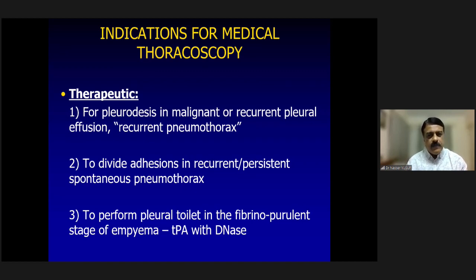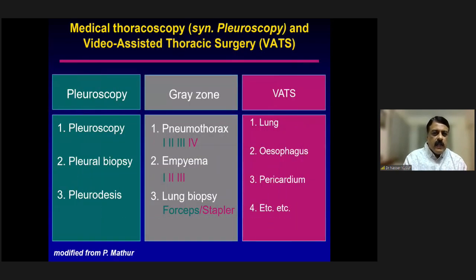Therapeutic, pleural disease: malignancy, recurrent pleural effusion. Recurrent pneumothorax is debatable. Adhesiolysis of flimsy adhesions, again, there's no contention about it. And of course, pleural toilet in the fibrinopurulent stages of empyema, with TPA and DNase, definitely can have a role. This is the most important slide of this talk.